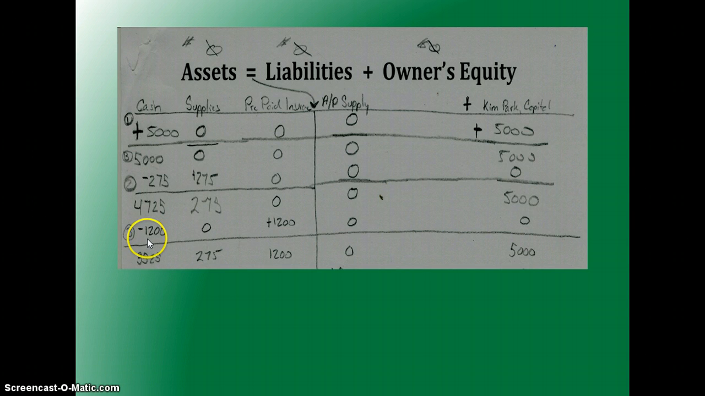The next transaction was insurance. I paid $1,200 in cash for insurance. So cash is decreased by $1,200. Insurance is increased by $1,200. So I've gotten my new balances of my assets: cash, supplies, and prepaid insurance. Nothing's done under my liabilities yet, and my capital is still $5,000. If I add these three numbers up, how much you want to bet they equal $5,000? Yes, you would be right. $5,000 on this side of the equal sign, $5,000 on this side of the equal sign, so it's all good.